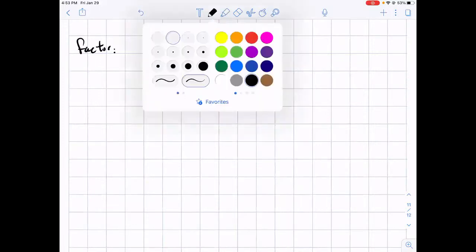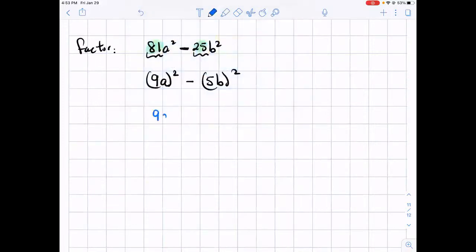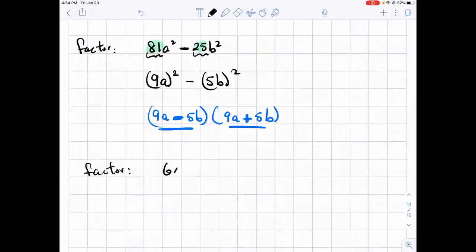Now we can apply the formula: 9a minus 5b and 9a plus 5b. The only difference between this factor and this factor here is the sign, okay? One is a minus, one is a plus. That's the only difference between the two of them. Another example, factor 6x squared minus 54.